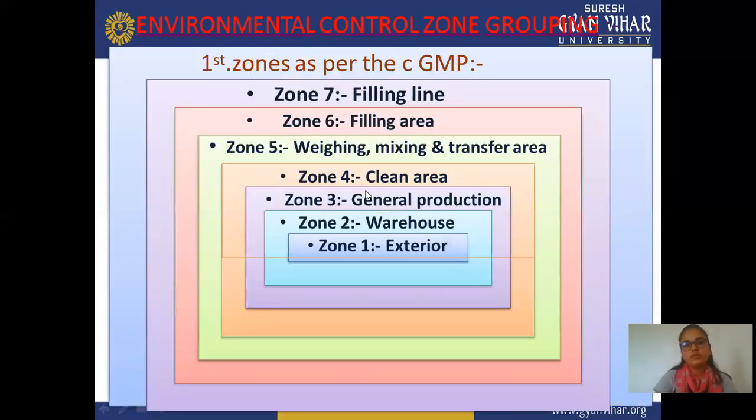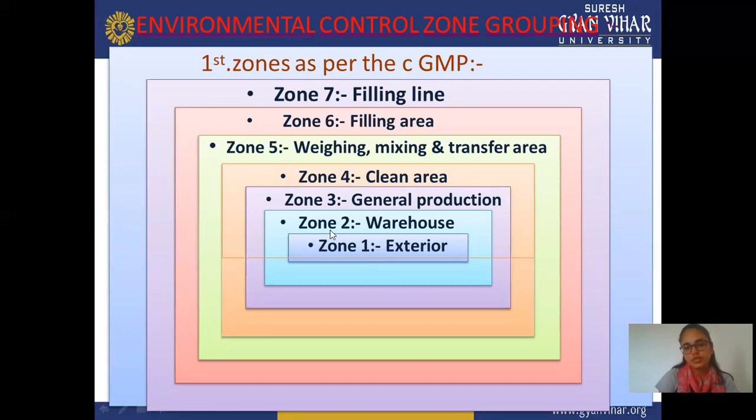Next is environmental control zone grouping. How do you control the particular environment, or control the environmental zone grouping? In this, 7 zones are there. First is the exterior zone. This one is known as zone exterior, or maybe you can say the exit or entry, or exterior part of your plant.